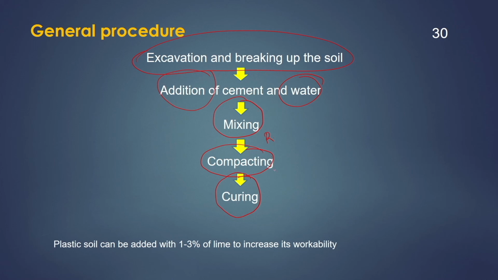If we are using a plastic soil, then the workability will be less. So in order to increase the workability, we need to add 1 to 3% of lime to the soil. The addition of this 1 to 3% of lime will increase the workability of a plastic soil so that the mixing and compacting can be done without any problem.